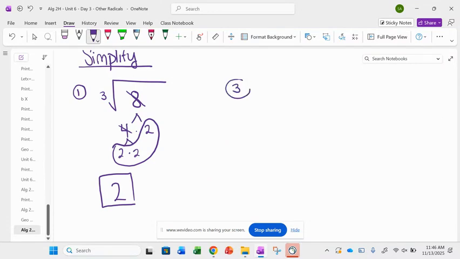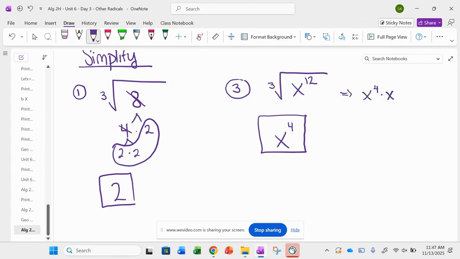All right, what about with variables? Let's say I have the cubed root of x to the 12th power. So when it was the square root, what was our shortcut? Stephen? Divided by 2. Guess what? Since the index is 3, we're not going to divide by 2. We're going to divide by 3. Exactly. So 12 divided by 3 is 4. X to the 4th. Is there anything left over? No. And this makes perfect sense, right? Because x to the 4th times x to the 4th times x to the 4th is x to the 12th.